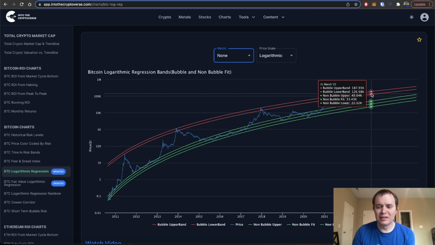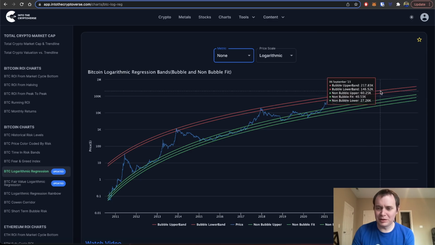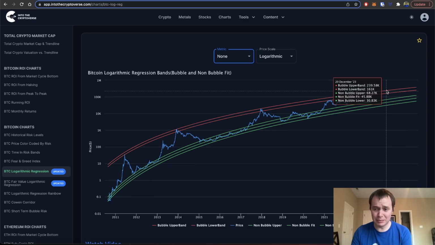So for instance, let's take it one year at a time. By the end of 2022, by the end of this year, it says the highest price could be 168K and the lowest price could be 20K, so from 20K to 168K. By the end of 2023, it says the highest price would be around 240K and the lowest price could be around 31K, somewhere between 31K and 240K. It all depends on the market cycle theory stuff.